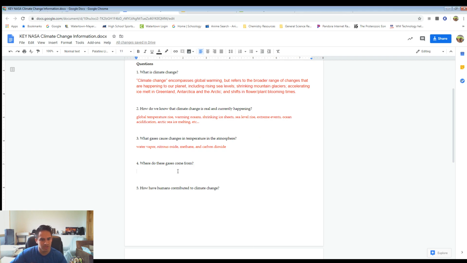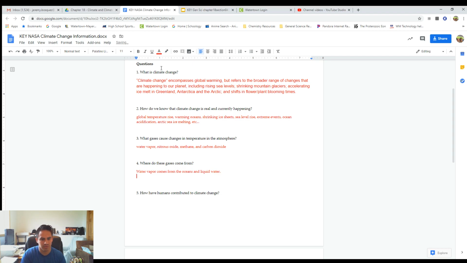So let's go back to our sheet. We'll say water vapor. Water vapor comes from the oceans and liquid water. Carbon dioxide comes from natural processes, but much more comes from human activity.